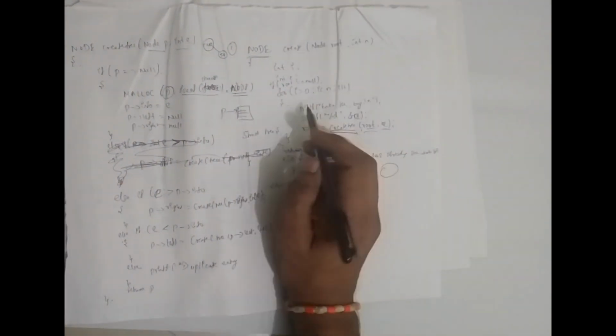So first using create, we are sending data to each node, and using create tree we are creating the tree.